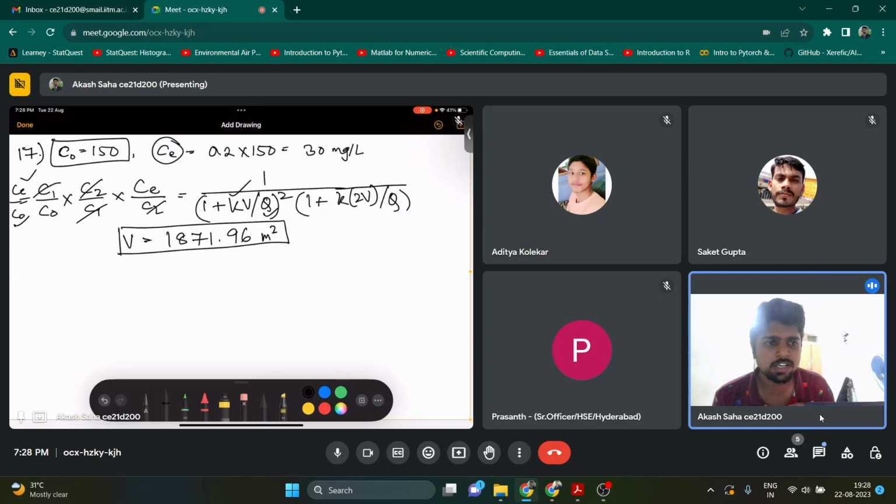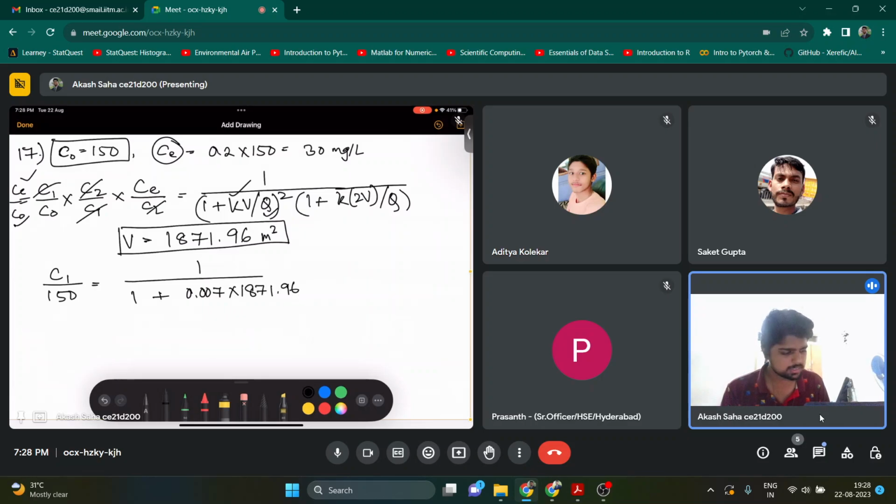So now to find the individual efficiency of each reactor, we will put that V value in each of the individual equations. The first equation was C1 by C naught, that is 150, will be equal to 1 plus 1 by 1 plus K, that is 0.007 into my reactor volume 0.96 into 1000 if I write it in liters, divided by 24,000. If I solve this, I will get my C1 value. My C1 value will come around 97 milligram per liter.